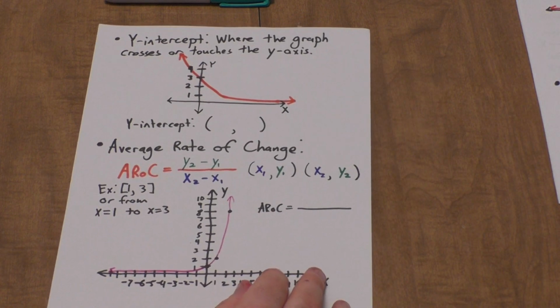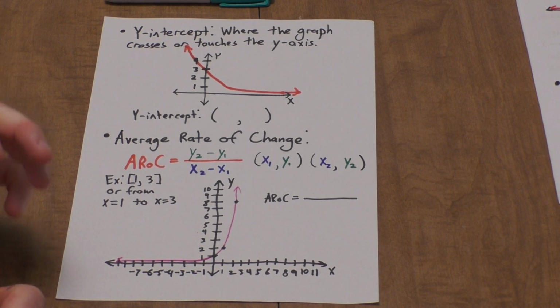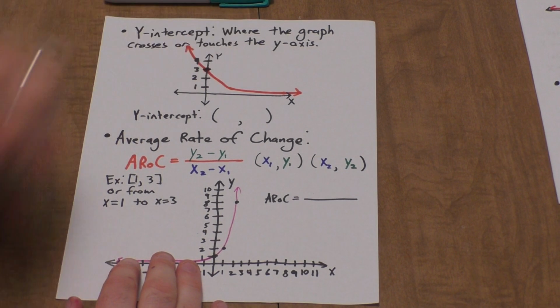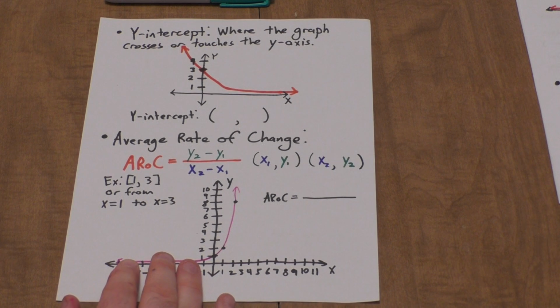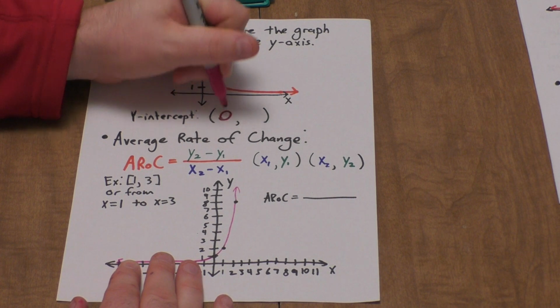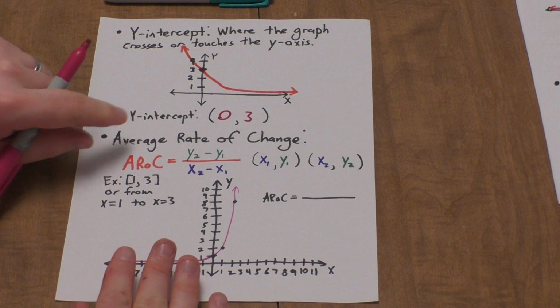Next thing is the y-intercept. Okay? It's just like the y-intercepts that we have seen throughout this class. It's only where the graph touches or goes through or crosses the y-axis. So in this case right here, we've got this graph going through the y-axis at y equals 3. So that means that we have a y-intercept of (0, 3). Okay? X value is 0, y value is 3.